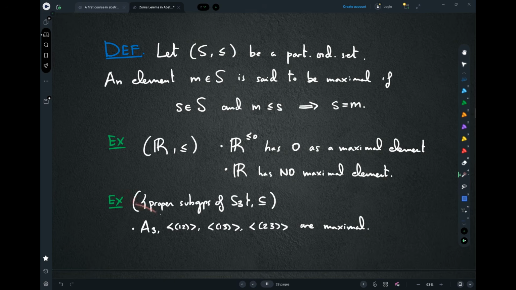If I take proper subgroups of S3 under inclusion, then all the subgroups except the trivial subgroup are maximal, like we saw previously in that lattice of subgroups. So there is no subgroup in between A3 and S3, and there is no subgroup that is strictly between the subgroup generated by (1 2) and S3. So all of these are maximal under inclusion.